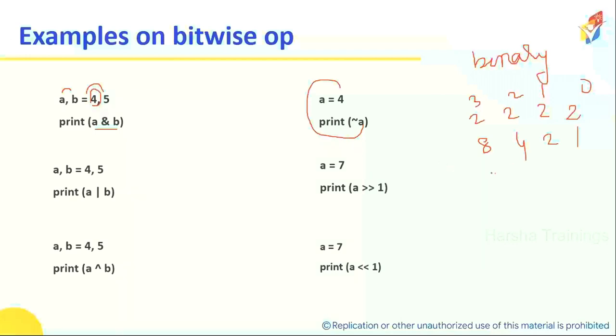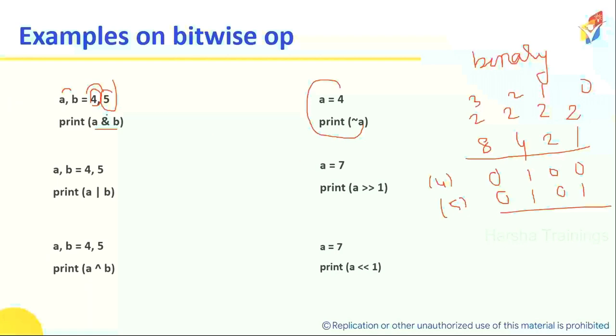Binary for 4 is 0, 1, 0, 0. Is it okay? This is the 4 binary format. Clear? Wherever there is a 4, keep it as 1. In the remaining cases, keep it 0. That is 4. Now, if I want to represent binary for 5, how can I write it? 4 plus 1 is 5. Make it 1, 1 here. Remaining all are zeros. So, shall I call this 5? Can you please respond?